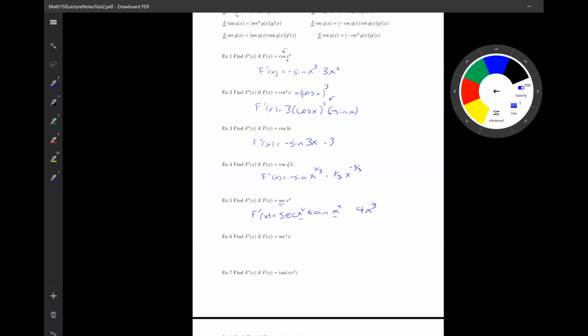All right, let's finish these last two. So here, this is the same thing as saying secant of x all to the fourth power. So to take the derivative, 4, subtract 1 from the exponent, carry the secant along, and then multiply by the derivative of the secant, which is secant tangent. All right, last one. Take the derivative of tangent, that's secant squared. Carry the pi x squared along. Now multiply by the derivative of this angle. Pi is a number you carry. Derivative of x squared is 2x.